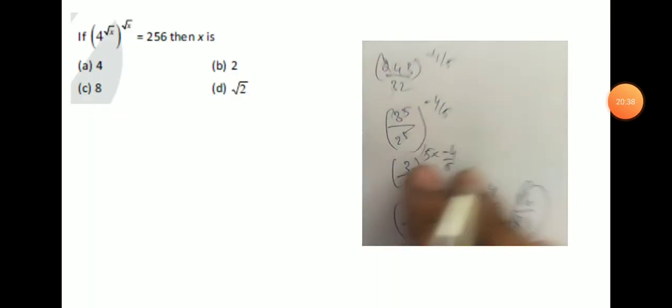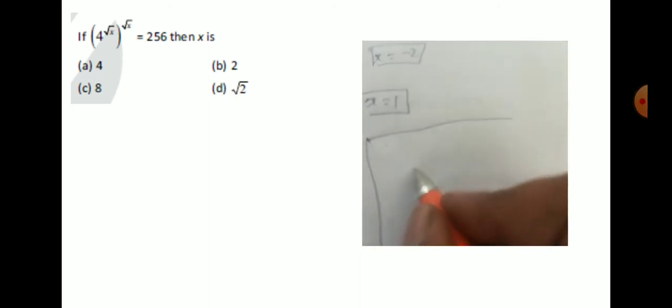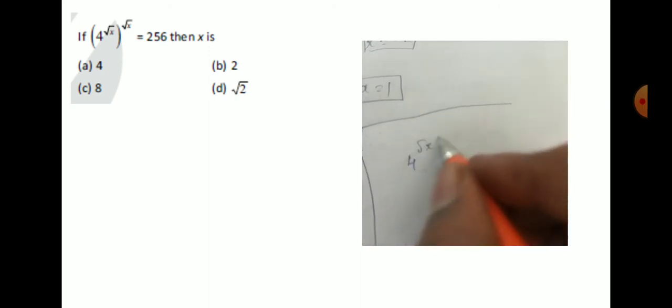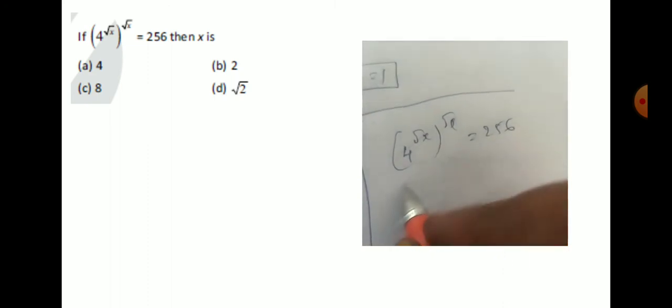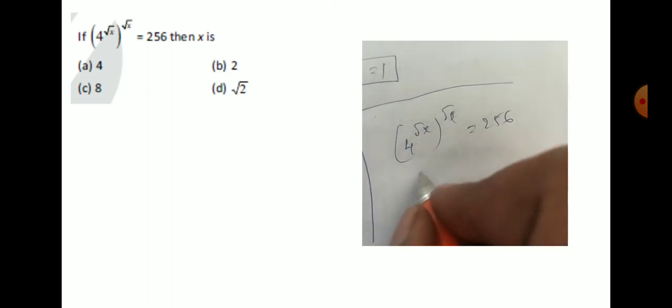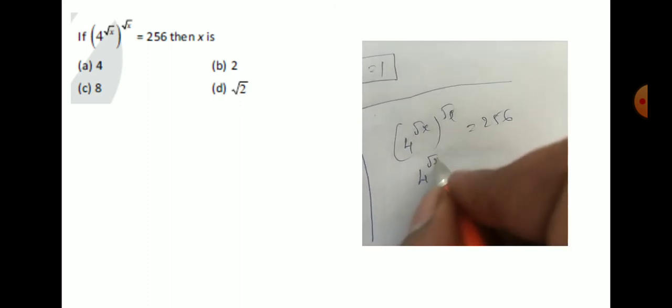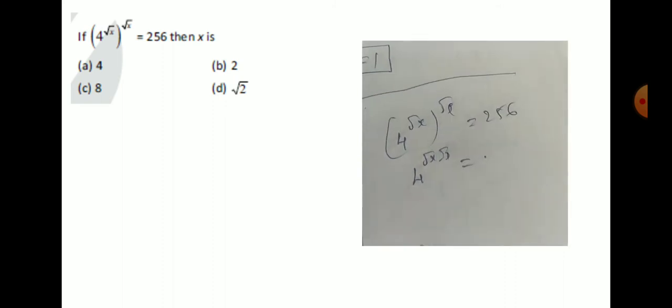Okay, next question we are going to take. Simple question is there. What is that? 4 power root x whole power root x is equal to 256. That means what? We know that a power m whole power n is a power m into n. 4 power root x into root x is nothing but 256.